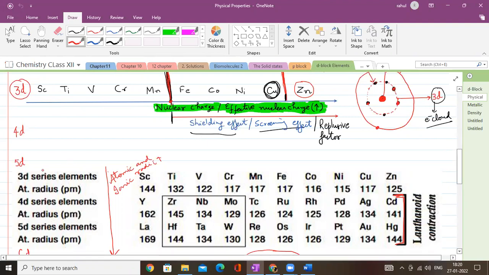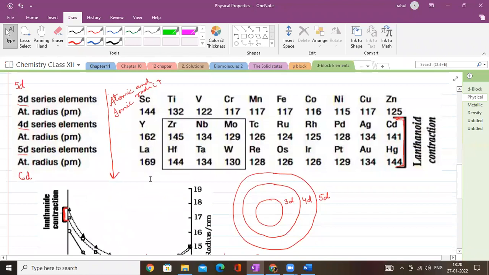Now the question is, suppose I have this series, this is the 3D series, this is the 4D series, and this is the 5D series. What will happen to the atomic and ionic radii if I move from 3D to 4D, 4D to 5D, or 6D series? Of course, beta, the atomic and ionic radii will increase. Now the question is, sir, why does the atomic radii increase while we are going from 3D to 4D or 4D to 5D?